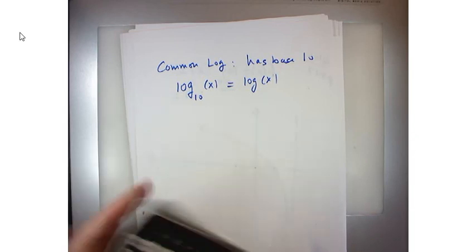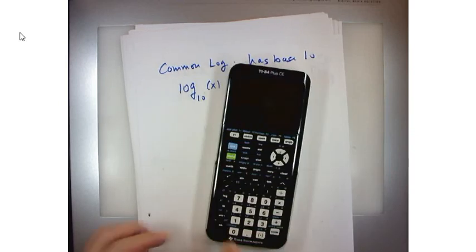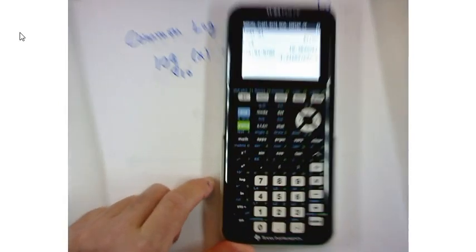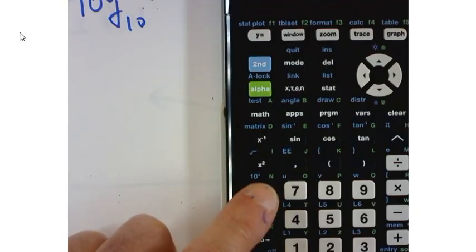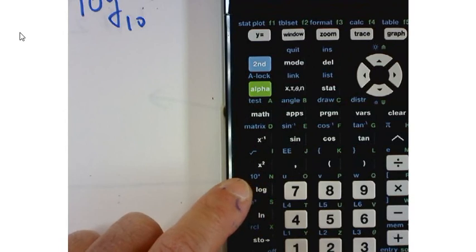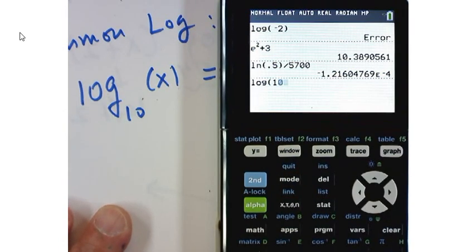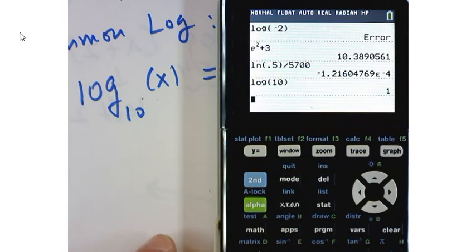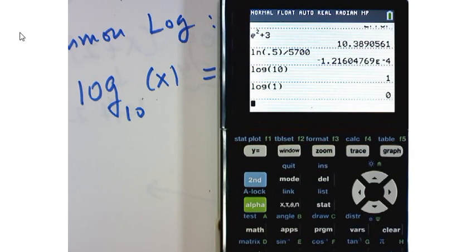And you can see in there, log, and the 10 is in the background. So if you do log of 10, for instance, you're doing log base 10 of 10, which is 1, because the base is 10. If you do log of 1, that's log of 1 base 10, which is 0. So that key can be used if you're doing base 10.